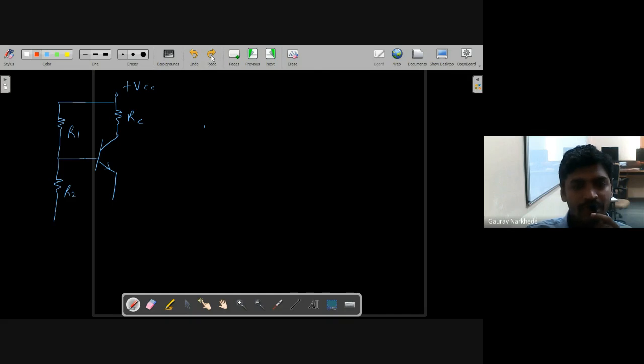Okay, this is the emitter. So I'm connecting a resistor called RE to the emitter. Then similarly I can draw the equivalent circuit, which shows the voltage drop across R2, which I will represent by VB. And RB is nothing but the equivalent of R1 and R2, as we have seen in voltage divider bias.